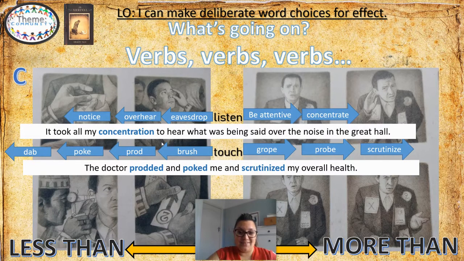Here's the sentence that I've created. The doctor prodded and poked me and scrutinized my overall health. I've used some from both ends. Pause the video now so that you can create your own sentence.